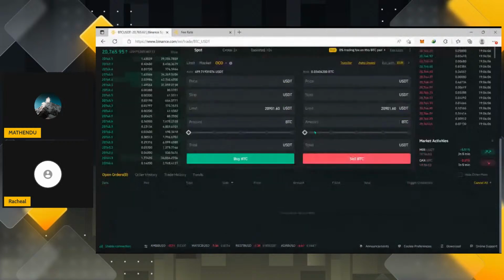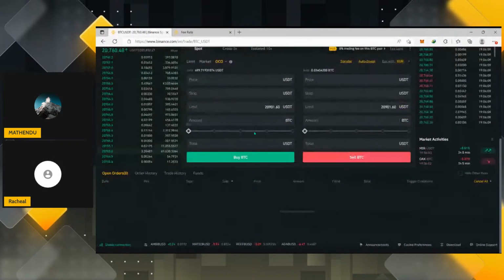So for the OCO here, what we have is a stop price, a limit price and a stop limit order. It's like we have two orders in one. It's like setting a limit order and a stop limit order. So if one executes, the other cancels. So it's either one or the other. If one executes, the other cancels, not both.